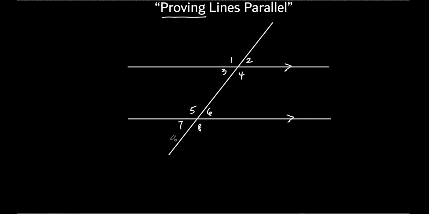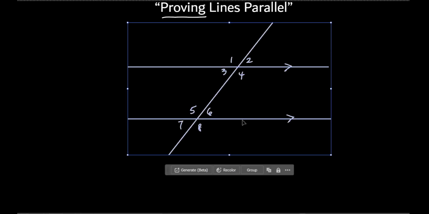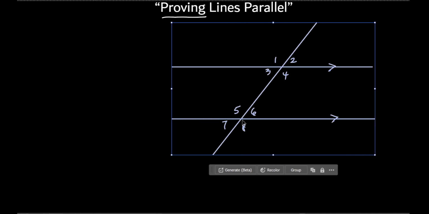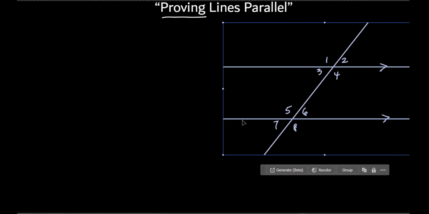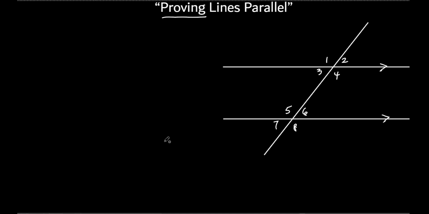This is obviously a transversal. So if the lines are parallel, we know something about some of these angles. Let me scooch this over a little bit. Give me some room to write. All right, so here we go. So let's talk about some of these angles. So I'll tell you what, I'm just going to mark them. I was going to write them down over here off to the side. Let's just mark them in the picture.